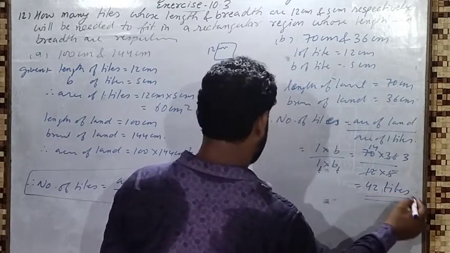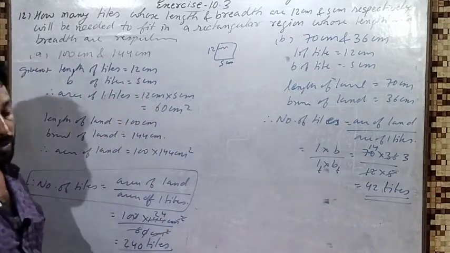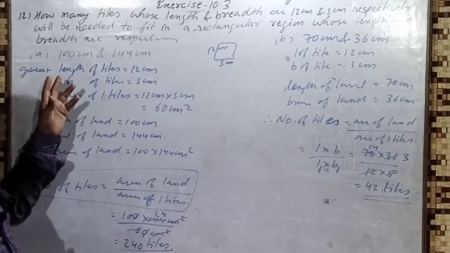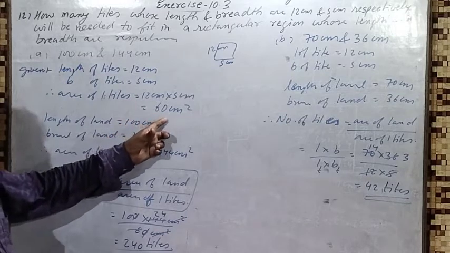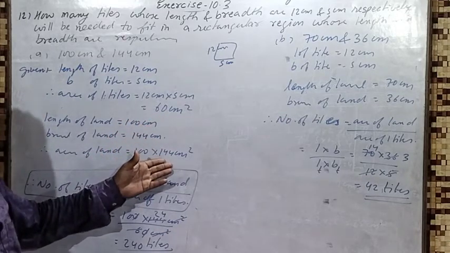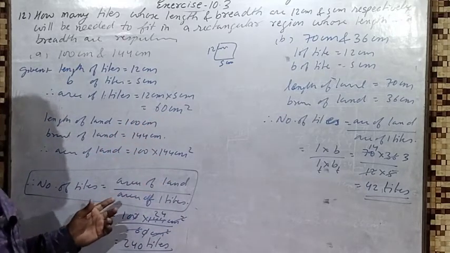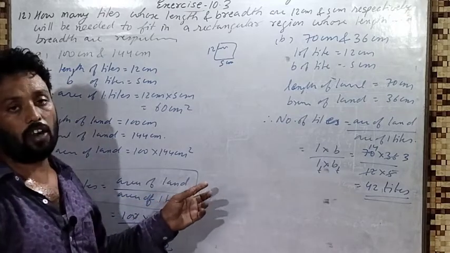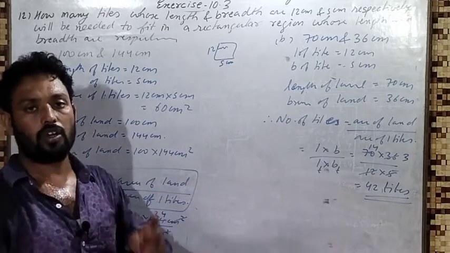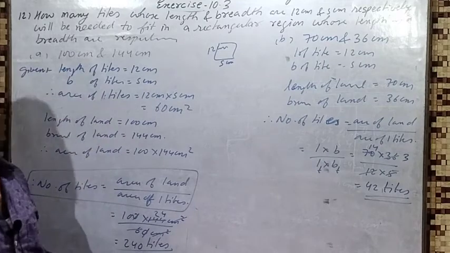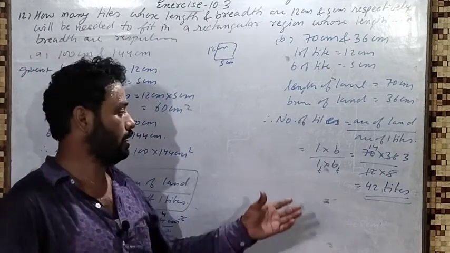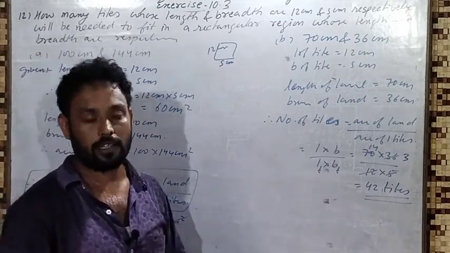So we can solve like this also. Simply first you find the area of one tile, then find the area of the plot, then to find the number of tiles, area of land should be divided by area of one tile, you will get the number of tiles. Or marble or anything, any question like this you can do like this.